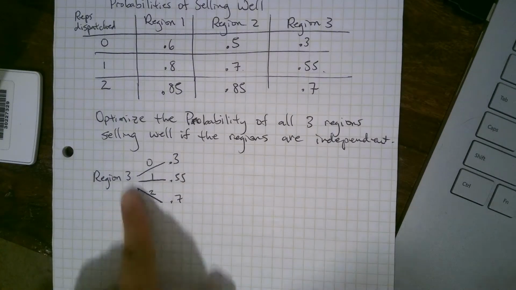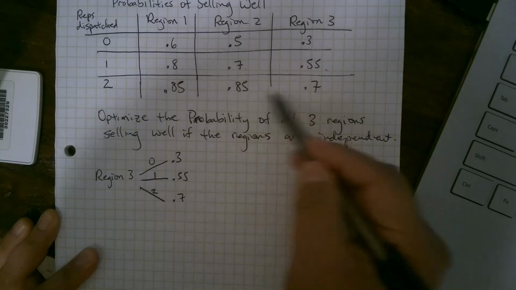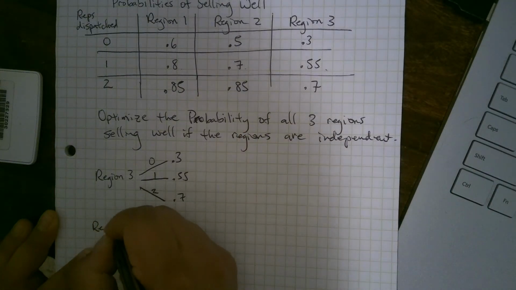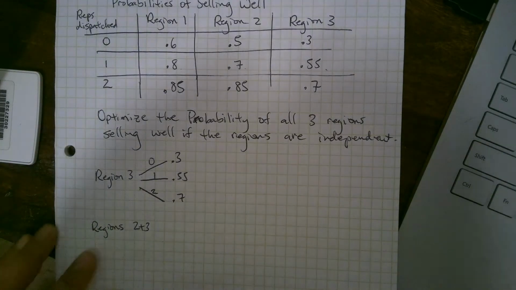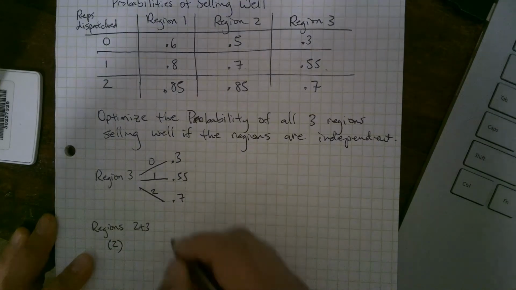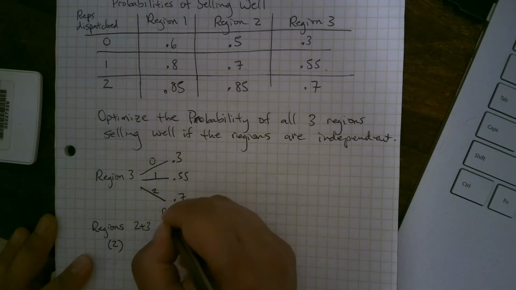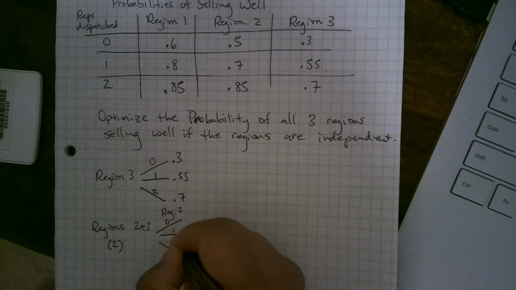Now based on this, we're going to go backwards. We're now going to dispatch reps to regions 2 and 3. And let's say we dispatch 2 reps total there. Well, now we'll consider cases for how many reps get dispatched to region 2. Dispatch 0, 1, or 2 reps to region 2.